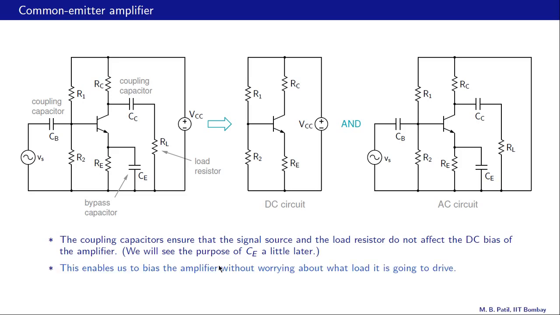And just repeating it once again, this fact that the DC circuit is not affected by either Vs or RL enables us to bias the amplifier without worrying about what load it is going to drive. So that's a big benefit. And the next step now is to look at how this AC circuit can be simplified.